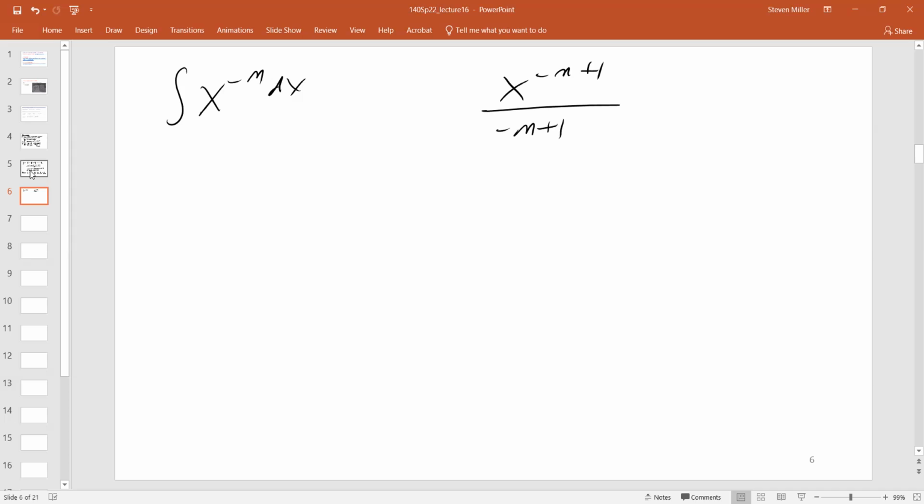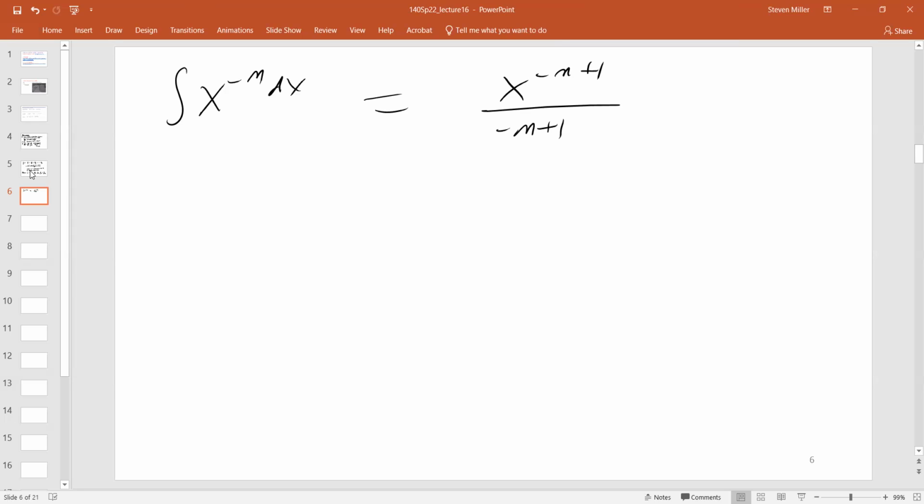I know that when I differentiate a polynomial, the degree goes down by 1. When I integrate a polynomial, the degree goes up by 1. So I'm going to start with, I know it's something x to the negative m plus 1. I just don't know what that constant coefficient is. Well, when I differentiate x to the negative m plus 1, it's going to get a negative m plus 1 coming down. So to kill that, I have to have a negative m plus 1 in the denominator. And this would be the antiderivative. So this is how I would find the antiderivative. What's the one case I have to be careful about?